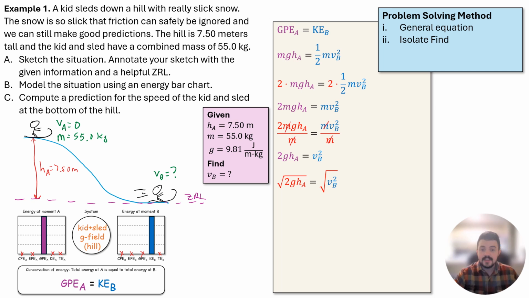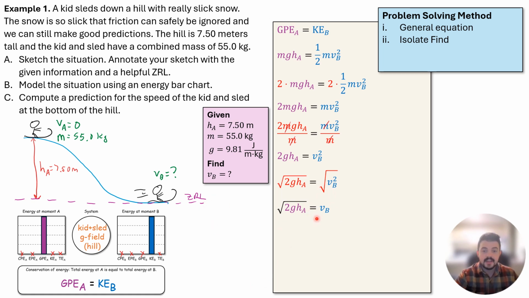The last step here is I have v squared, so I'm going to square root both sides. And if I square root both sides, then that should take care of everything. On the left, I'll have the square root of 2 times g times h. And on the right side of the equal sign, I'll have the square root of v squared, which is just v. So now I have isolated the thing I'm trying to find, v.